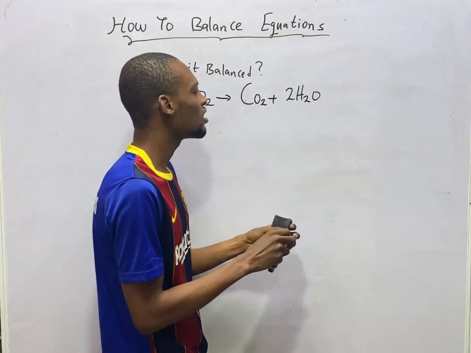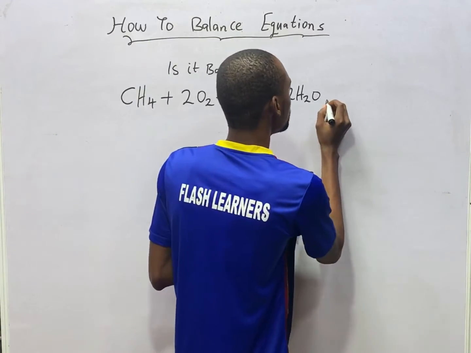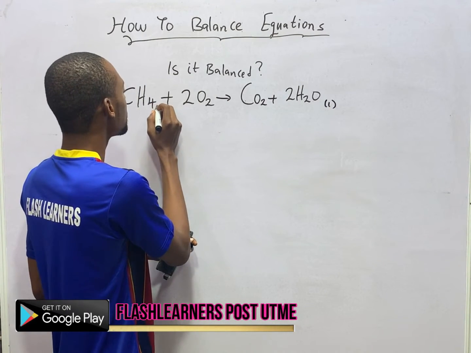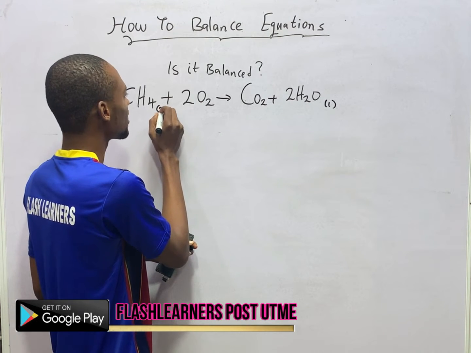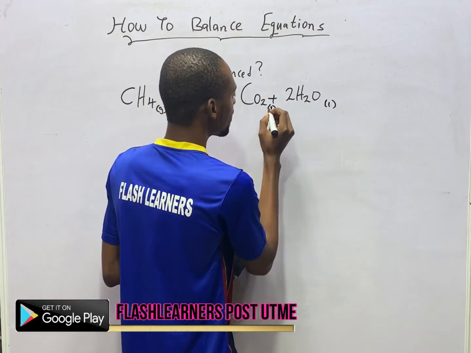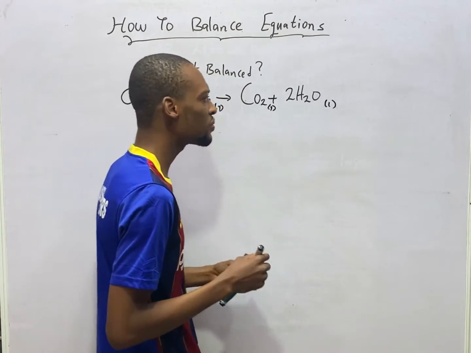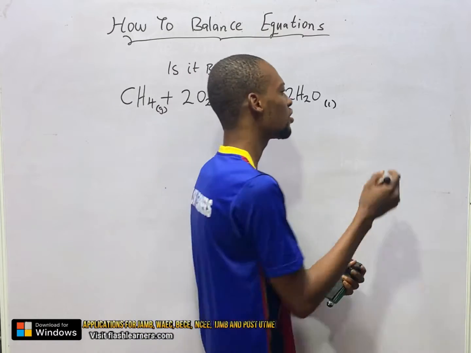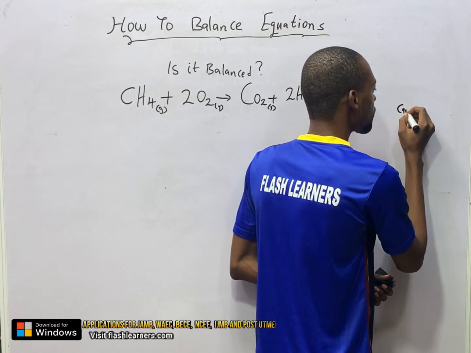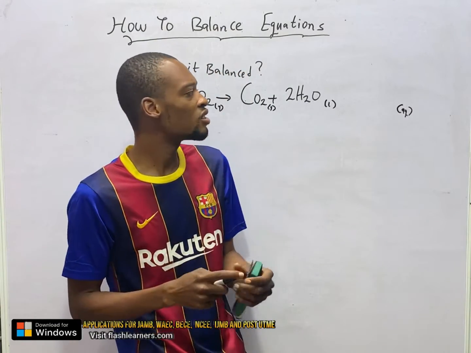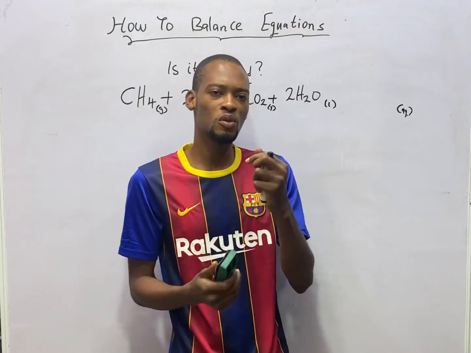So water is obviously in liquid state, so it will be here L. Methane, CH4 is methane, is a gas. Oxygen is a gas. CO2 is a gas. Look at something else. Once you are given a compound and a substrate AQ, that is aqueous. It simply means that the substance is dissolved or is mixed with water.